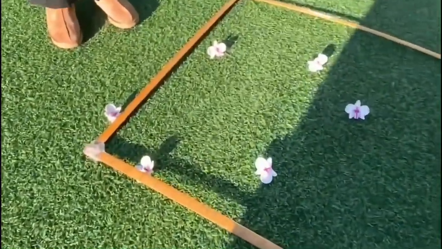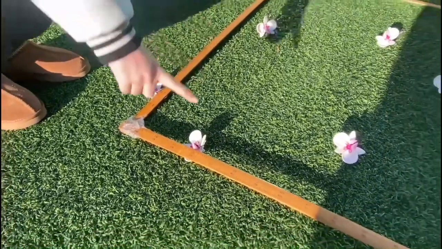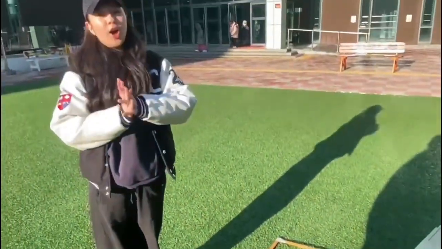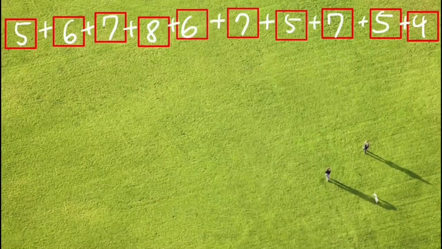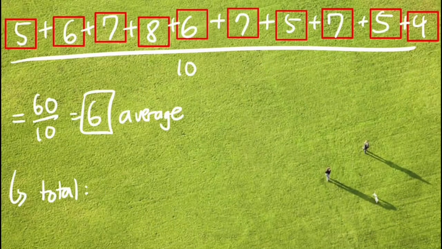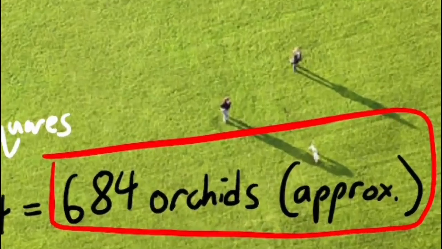We don't usually count the ones that are mostly out of the square. We count the ones that are in the square. Do this for all of your sampling quadrats. Average out the number of species in the quadrats, then multiply by the number of grid squares. That is your estimate for the total number of samples in your field.